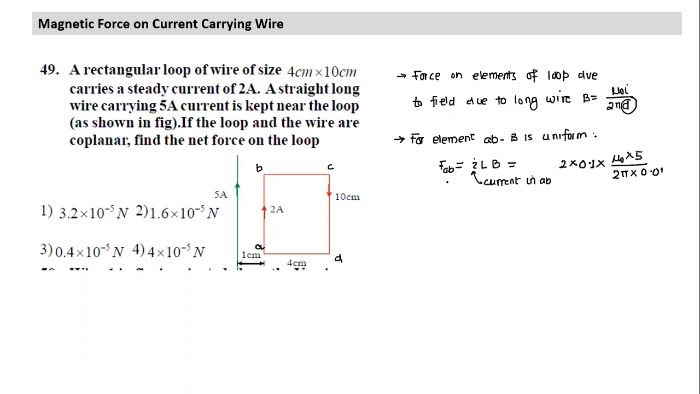Now AB, which direction will it act? Let's first understand the direction also. There are two ways of finding the direction. The field created due to the wire: if I keep my thumb in this direction, my fingers will curl into the plane of the paper on the right hand side. So the field is there.